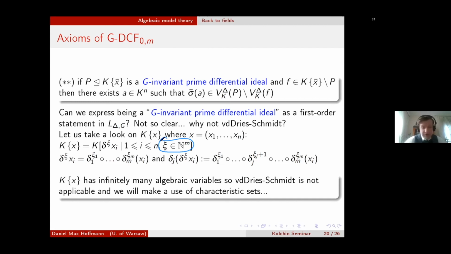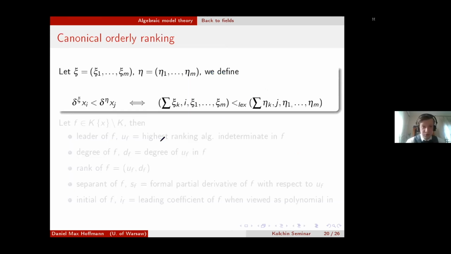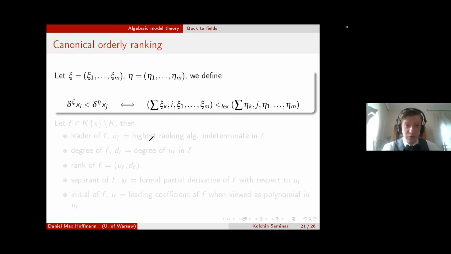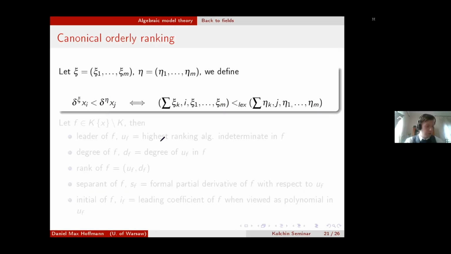And there is another way to do it, so we need to use characteristic sets. Right now I will throw out a bunch of definitions from differential algebra, but I hope that you are familiar with them.